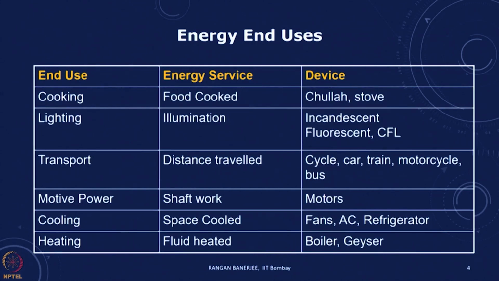When we talk about transport, we are looking at distance traveled, so passengers being transported or goods being transported, and then you have a whole host of options: cycle, car, train, motorcycle, bus, aircraft, and each one of them is an energy system and has a conversion and an efficiency. In the factories, we have a large number of motors which are being used to create shaft work, and the device is the motor. For cooling, we are looking at space cooling. We have fans, ceiling fans, and we have air conditioners, and refrigerators.